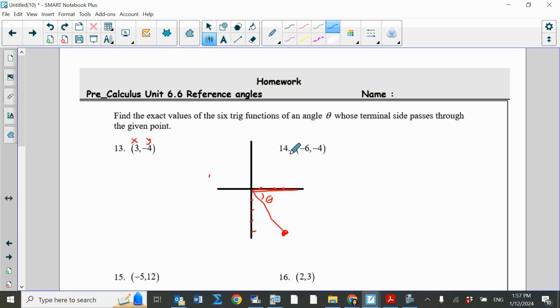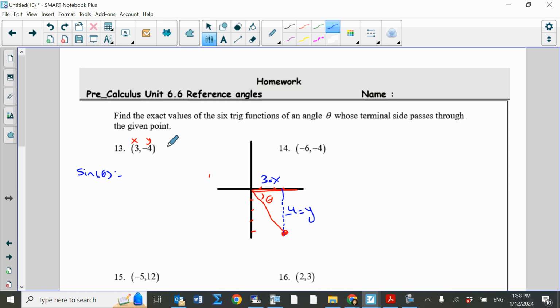So we know that if we draw a line from here to this point, this distance is 3, which is x, and this distance, which is negative 4, is equal to the y value. Now, we have learned before that sine of theta is equal to opposite over hypotenuse, but we don't have the hypotenuse yet, so we need to find the hypotenuse.